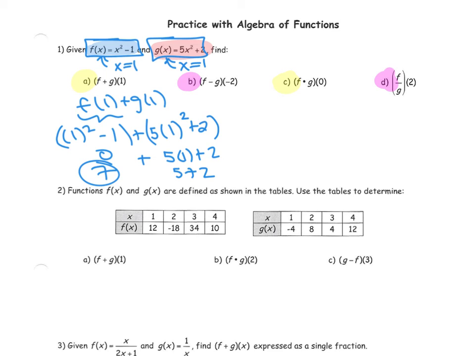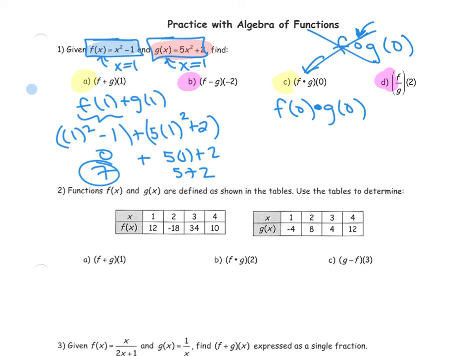Okay, let's take a look at letter C. Now for letter C, a little different. Now we have multiplication. So I have f of 0 times g of 0. Do not confuse this notation with this. They are different. This indicates a composition. This circled, filled in, means multiply. So just be careful with that. Don't confuse them. They're different.